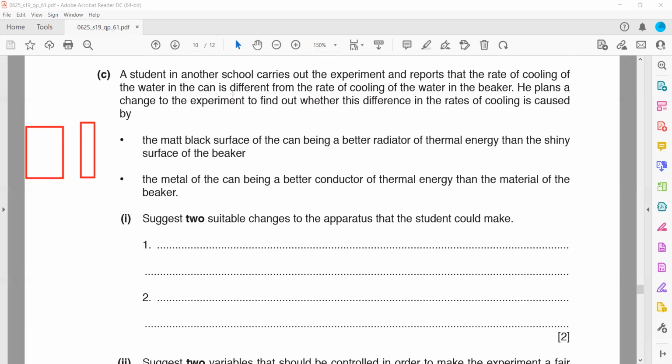Because the can is matte black in color, the student wants to investigate only how a beaker and a can affect the rate of cooling. So he wants to keep other parameters the same. So how can he keep other parameters the same? You can keep the other parameters the same by using both of them as matte black. So use a matte black beaker. Then the metal of the can being a better conductor than the material of the beaker.